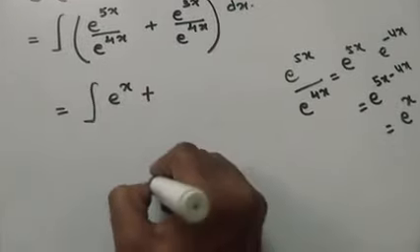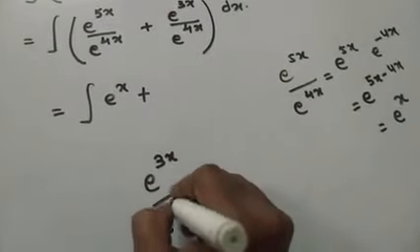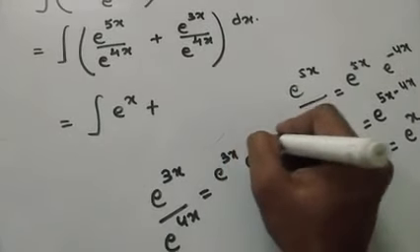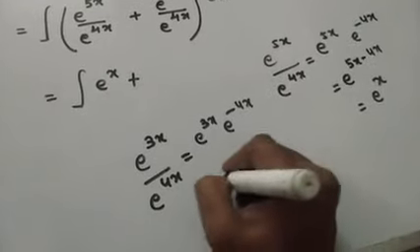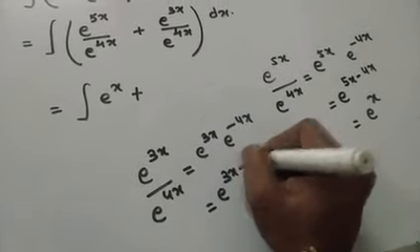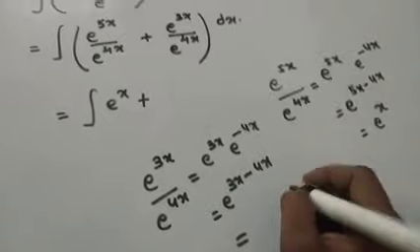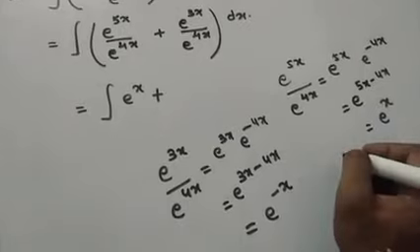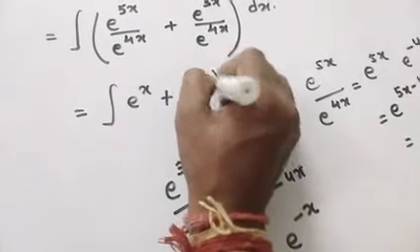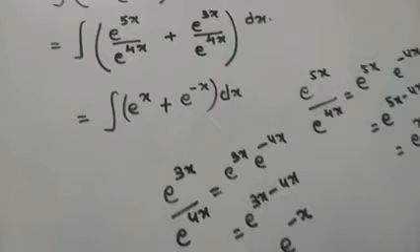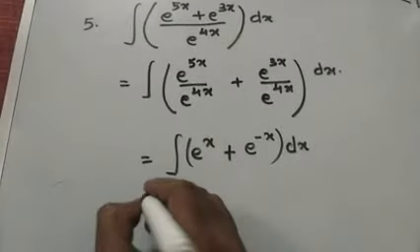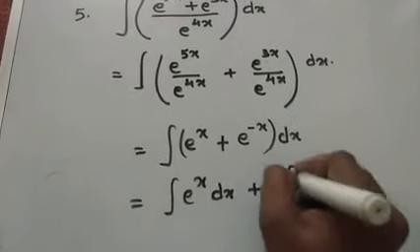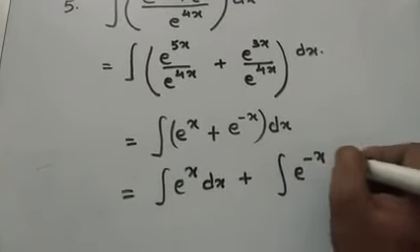e to the power 3x by e to the power 4x, that is e to the power 3x into e to the power minus 4x, that is 3x minus 4x, 3 minus 4 is minus 1, minus x. So here we are going to write e to the power minus x dx. Now separating and integrating them, integration over e to the power x dx plus integration e to the power minus x dx.